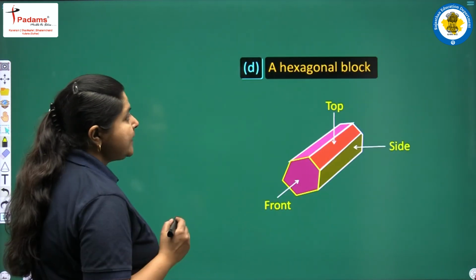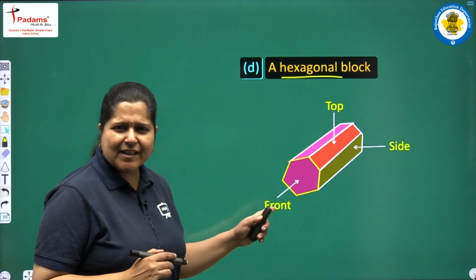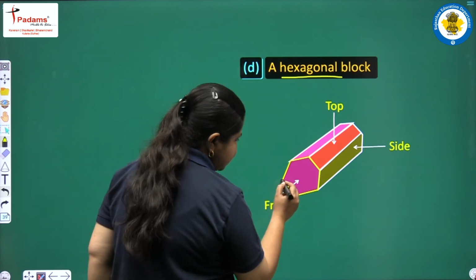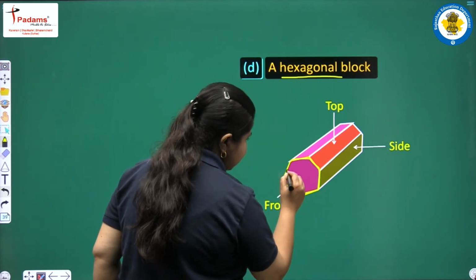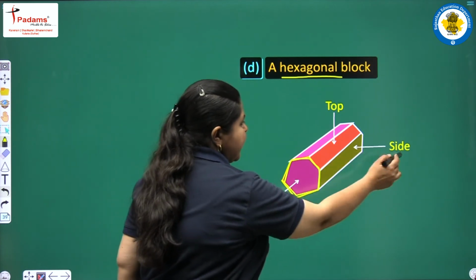Next one is this, a hexagonal block. Here we have been shown one hexagonal block. This is somewhat similar to a pencil that you use daily. Here this face is hexagonal. It's a hexagon with 6 sides. So it is said to be a hexagonal block. And now you have to draw its front view, side view and top view.